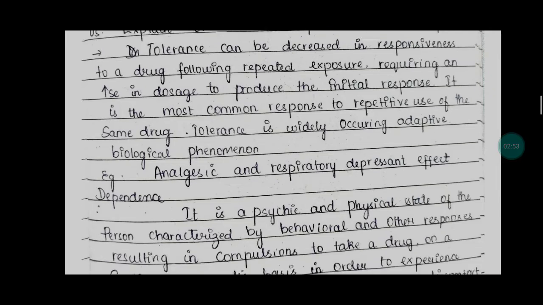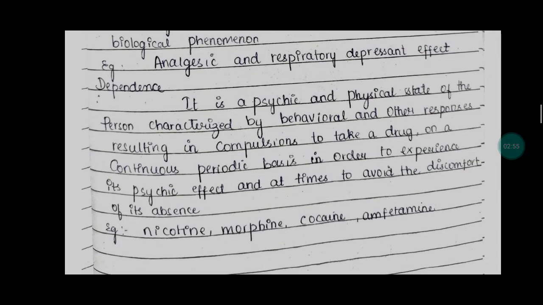Now dependence. Dependence is a psychic and physical state of a person which is characterized by behavioral and other responses, resulting in a compulsion to take a drug on a continuous or periodic basis in order to experience its effect and at the same time to avoid the discomfort of its absence. Examples are nicotine, morphine, cocaine and amphetamine.